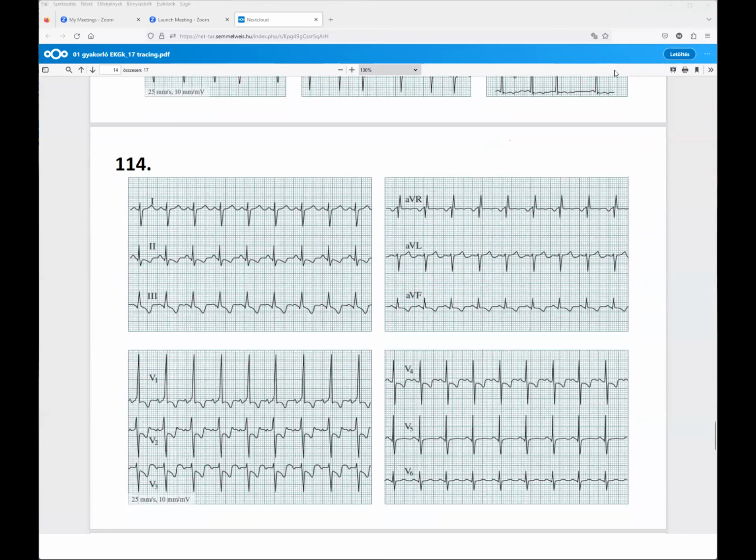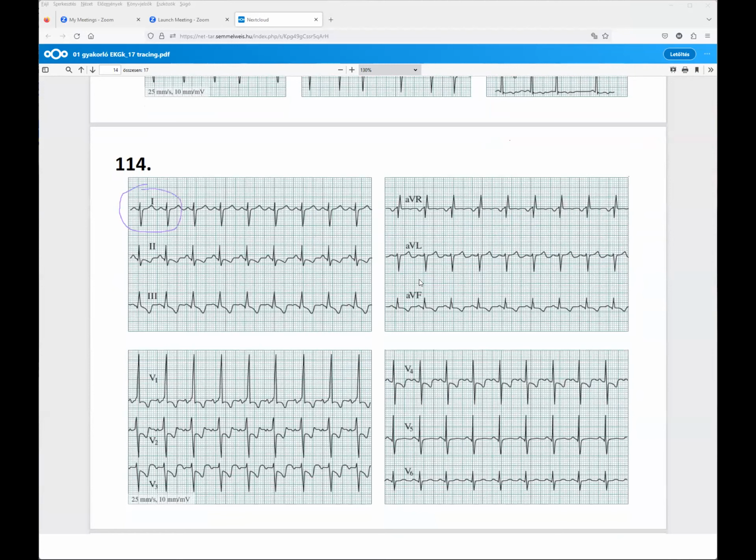So I think the heartbeat here is rhythmic. But the heart rate is 120 beats per minute. Okay, very good. So that's tachycardia. Yeah, tachycardia. And so I use the quadrant method.